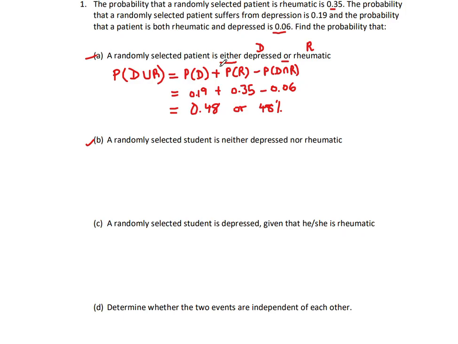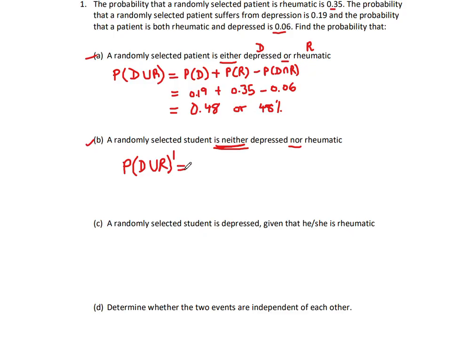The second question asks, if a student is selected at random, what is the probability? The students here are the patients here. So if a patient is selected at random, what is the probability that they are neither depressed nor rheumatic? Essentially what we're calculating here is the probability of D union R, all complement. The complement of the union is what we calculate when we're asked for the probability of neither one nor another event. So we're asked to calculate the probability that a randomly selected patient is neither depressed nor rheumatic. That is just the complement of D union R.